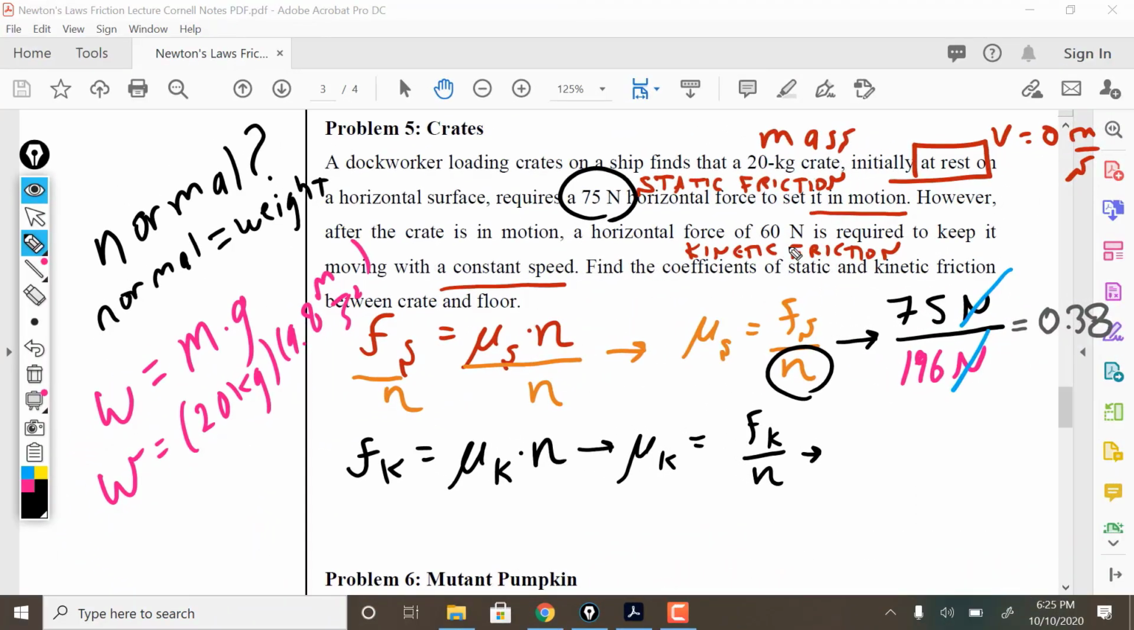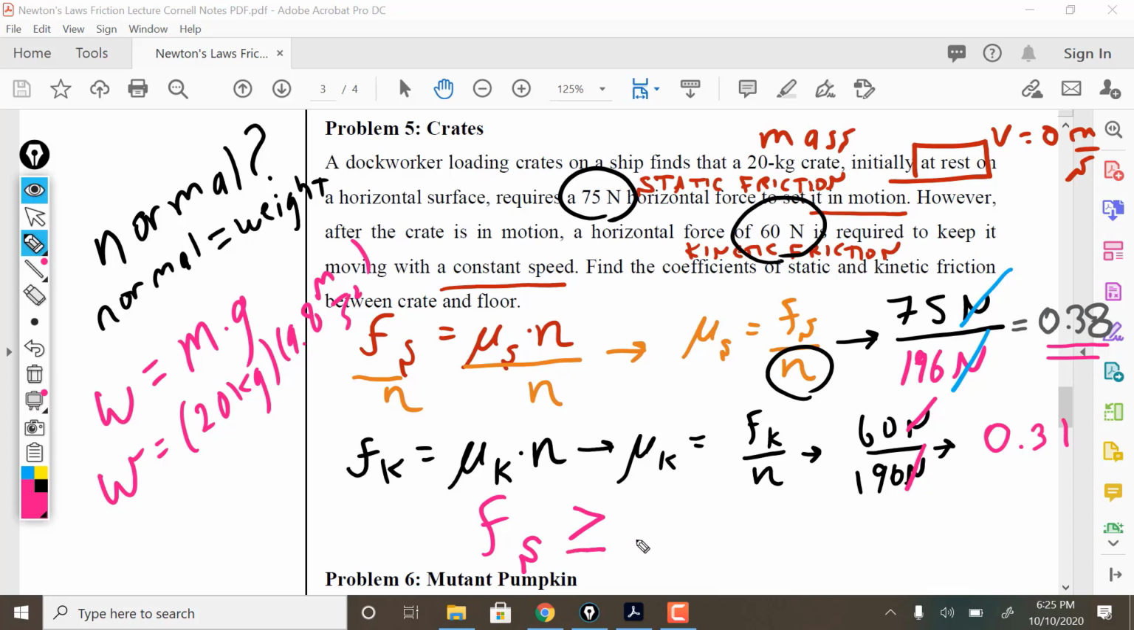In this case, we're going to use the 60 newtons for the kinetic friction. If you know anything about what I've taught you so far about the coefficients, you would totally expect that the coefficient of static friction should be bigger than the coefficient of kinetic friction. When you put this in a calculator, you're going to get 0.31. And that's true, right? We totally expect the static friction to be greater than or equal to the kinetic friction. Or in other words, like we said previously, mu s should be greater than or equal to mu k.